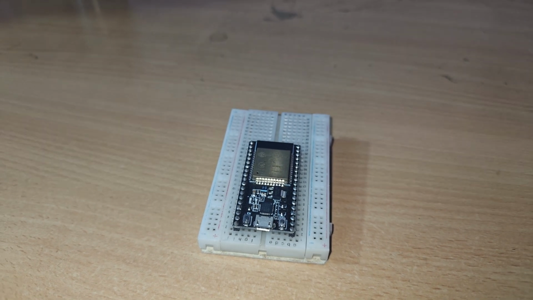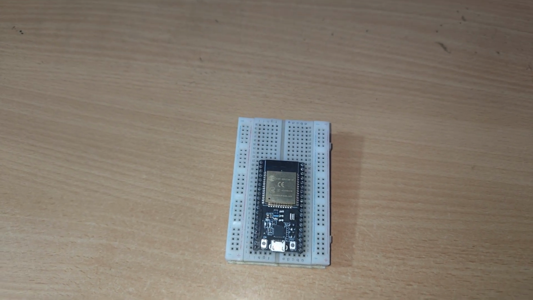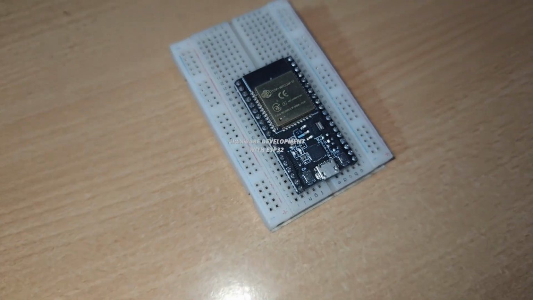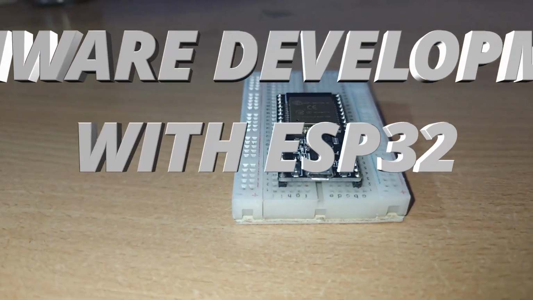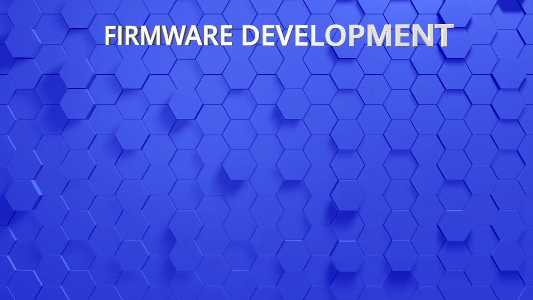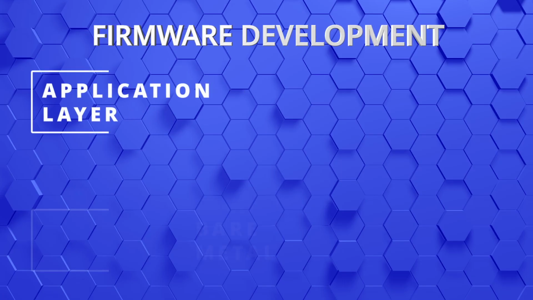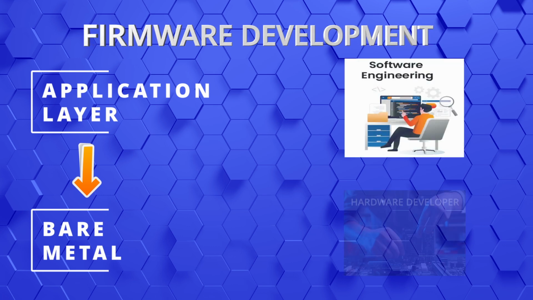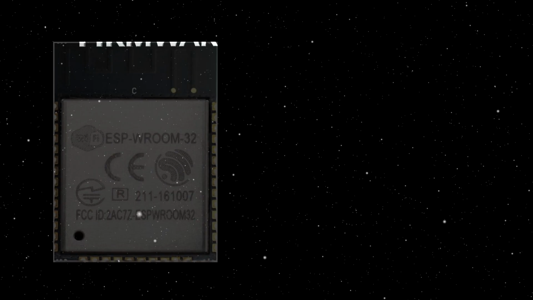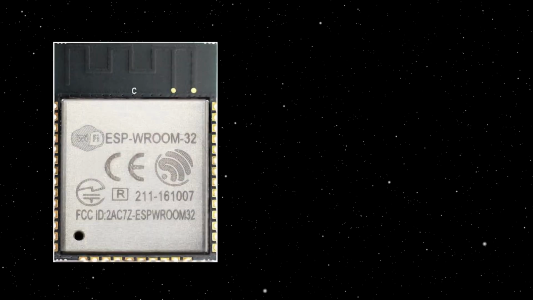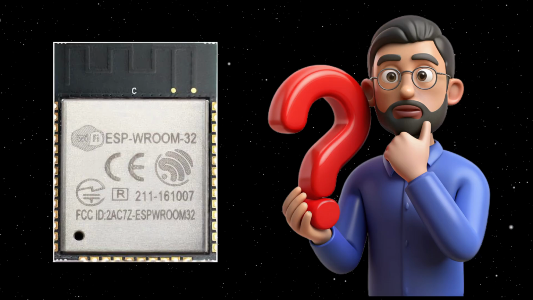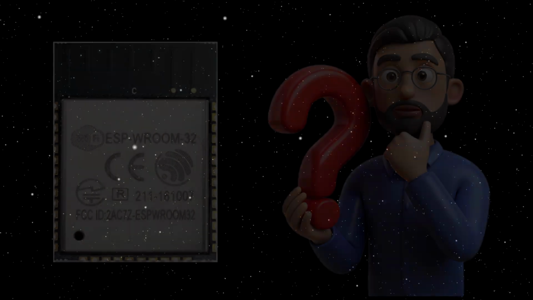In today's video, we are diving deep into one of the most powerful and fundamental topics in the IoT and embedded world: firmware development from scratch with ESP32. We will explore how firmware is built layer by layer, from high level application code down to bare metal programming, giving you both a software engineer's and a hardware developer's perspective. So, if you have ever wondered how exactly your ESP32 runs your code, stay tuned till the end. This video will give you a complete roadmap from scratch.